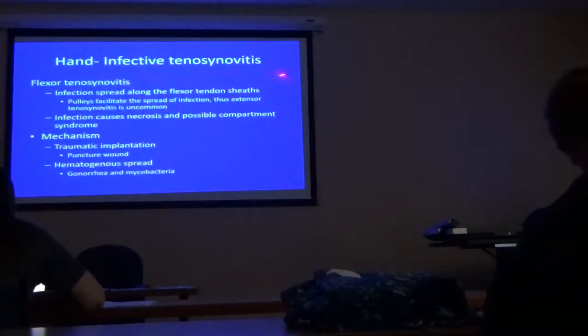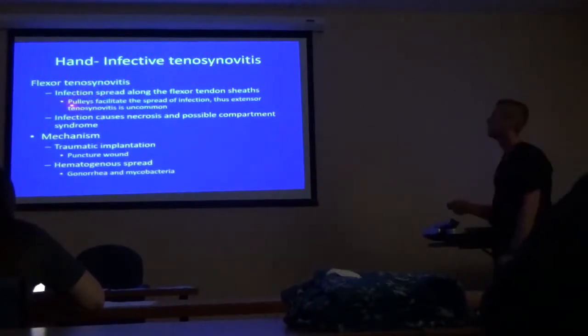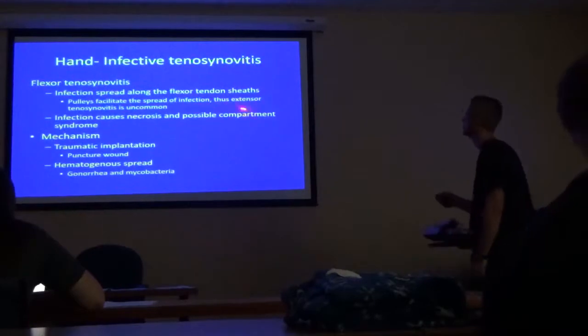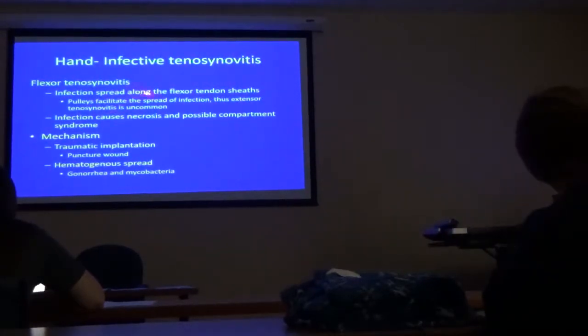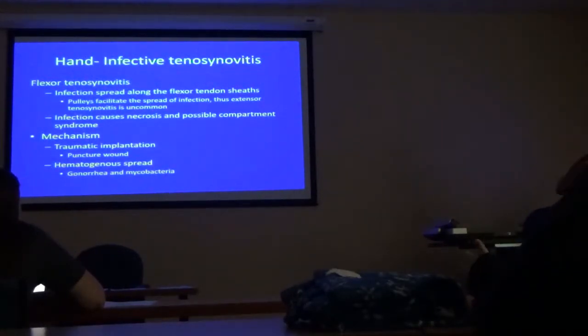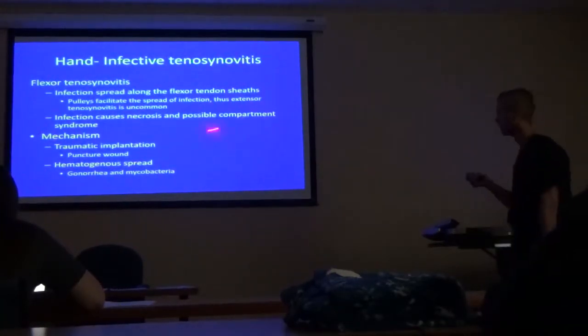All right, infective tenosynovitis. Flexor tenosynovitis. Infection spreads along the flexor tendon sheaths. Pulleys, those cool pulleys, facilitate the spread of the infection. Thus, you don't really see extensor tenosynovitis that much. It's more on the flexor aspect because of how the pulleys help spread that infection. Infection causes necrosis and possible compartment syndrome. Bad.